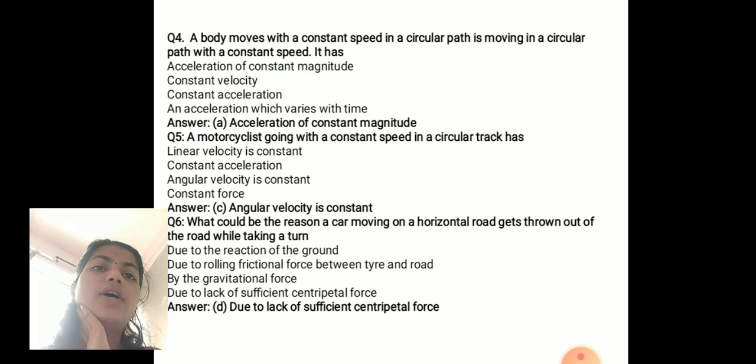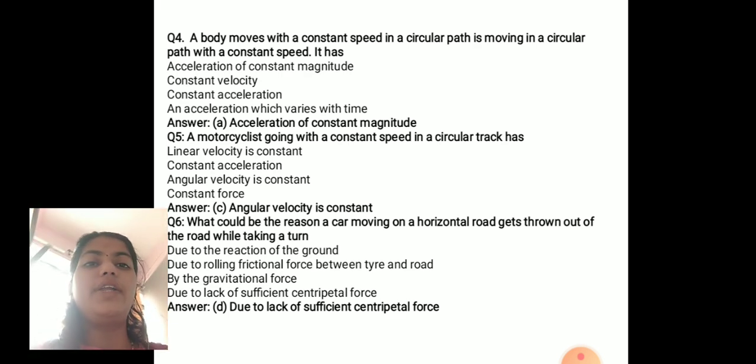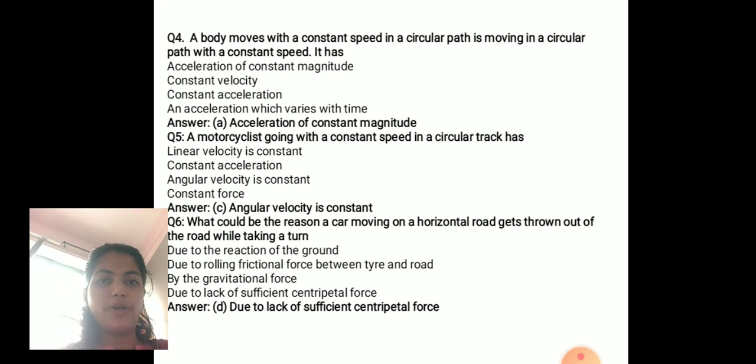Now the options are: linear velocity is constant, acceleration is constant, angular velocity is constant, and constant force. The correct answer is angular velocity is constant. It means the position is circular, so it is not a straight-line or linear type of velocity. Because its path is circular, the measuring scale is angular, and because of that the angular velocity is constant.